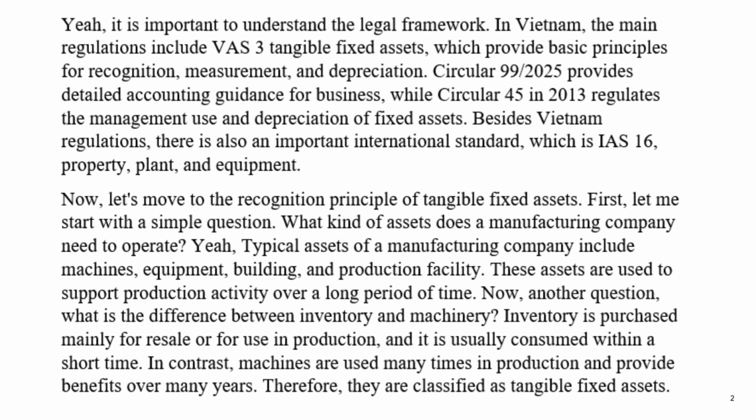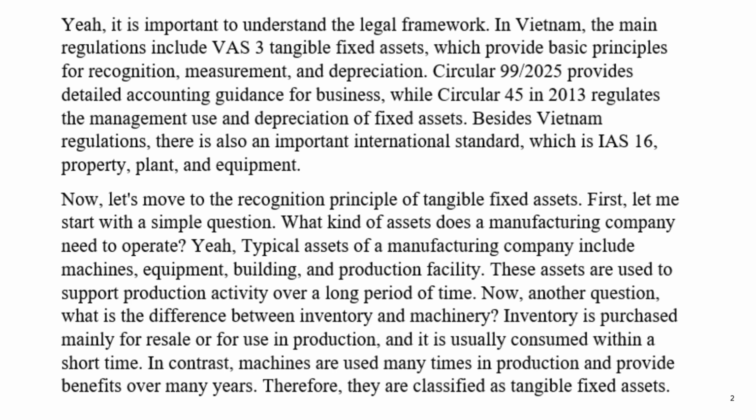Now, another question. What is the difference between inventory and machinery? Inventory is purchased mainly for resale or for use in production, and it is usually consumed within a short time. In contrast, machines are used many times in production and provide benefits over many years. Therefore, they are classified as tangible fixed assets. So we can see some common characteristics of tangible fixed assets.